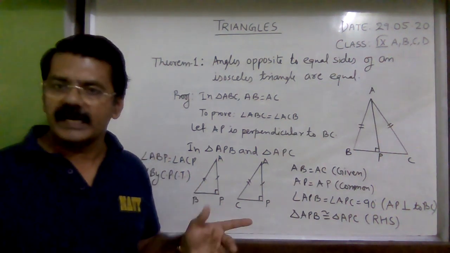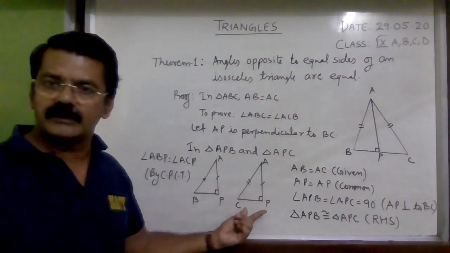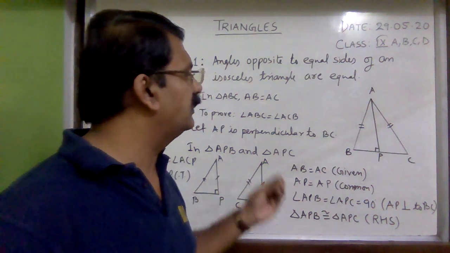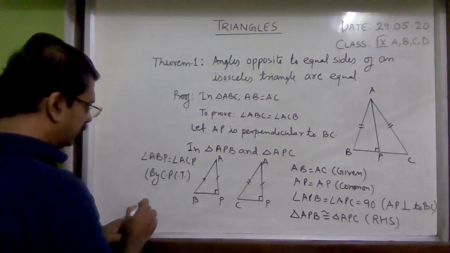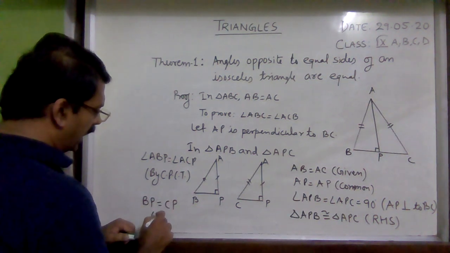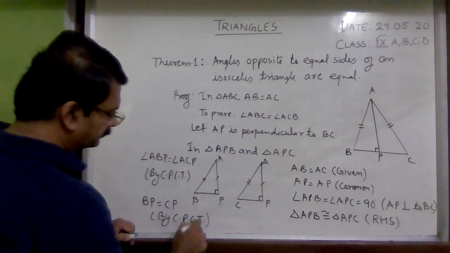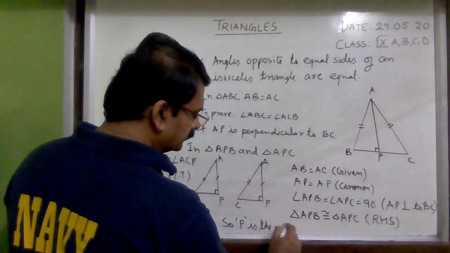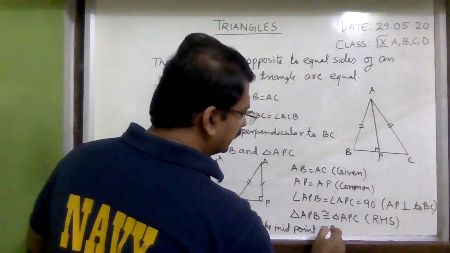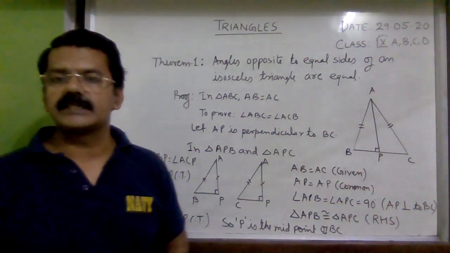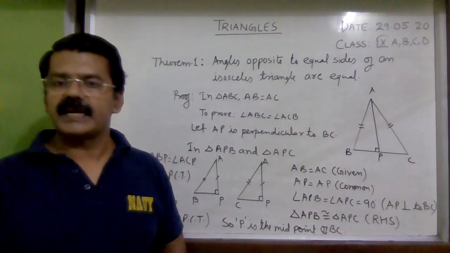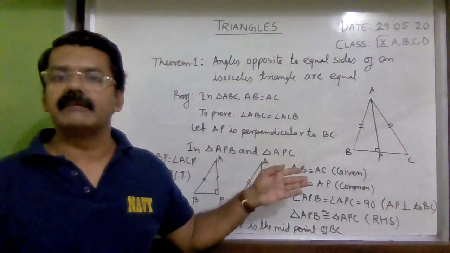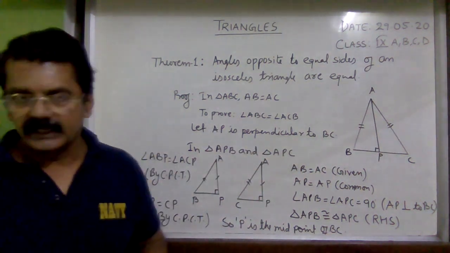One more thing, although they have not asked for it, by CPCT you can say BP is equal to CP also, and BP is equal to CP means P is the midpoint of BC. So it is also proved that P is the midpoint of BC. Clear? So in an isosceles triangle, the base angles are equal, that we have proved, and whenever a perpendicular is drawn from the vertex on the base, it bisects the base. It divides the base into two equal parts. That is also proved. Clear?